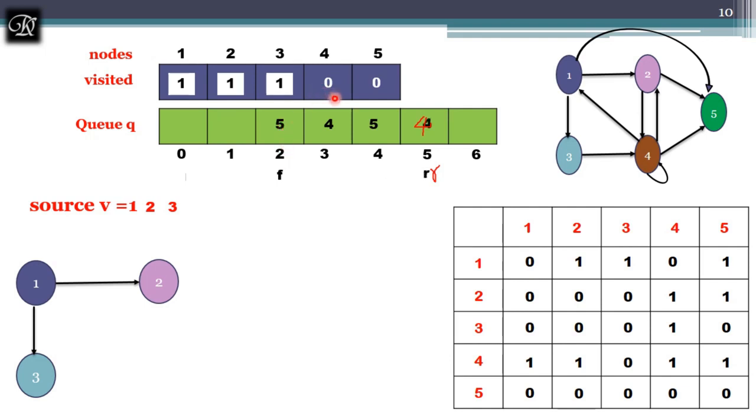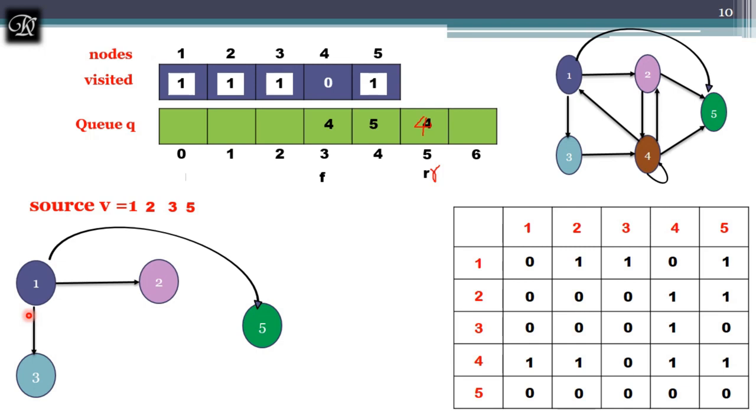Yes, 5 is visited. I entered this a little late. Now I will check the fifth row, whether there is any edge from the fifth node to the remaining nodes. There are no edges from the fifth node to the remaining nodes. Then I need not mark this. The only thing is I have to mark here that 5 is visited.